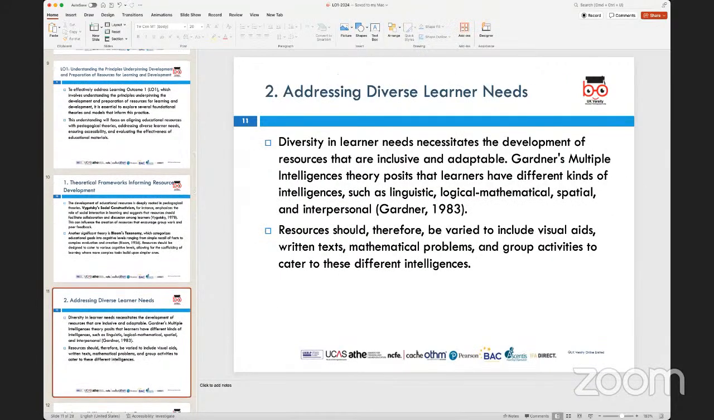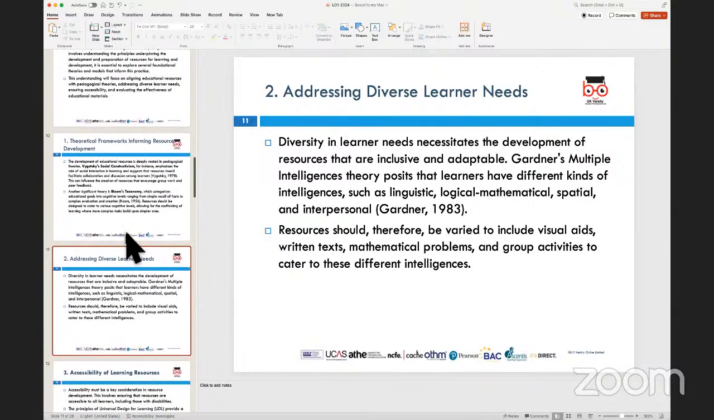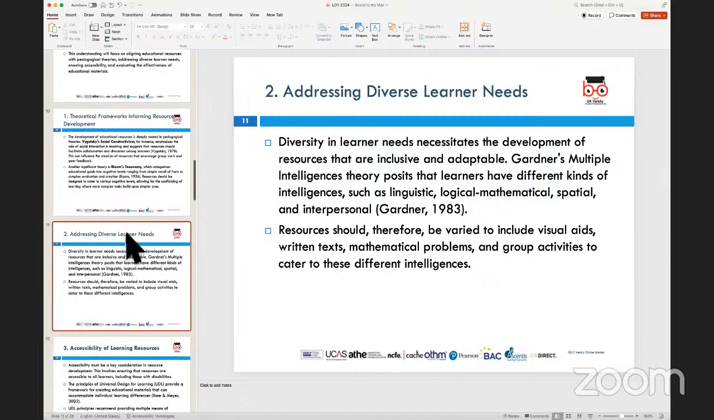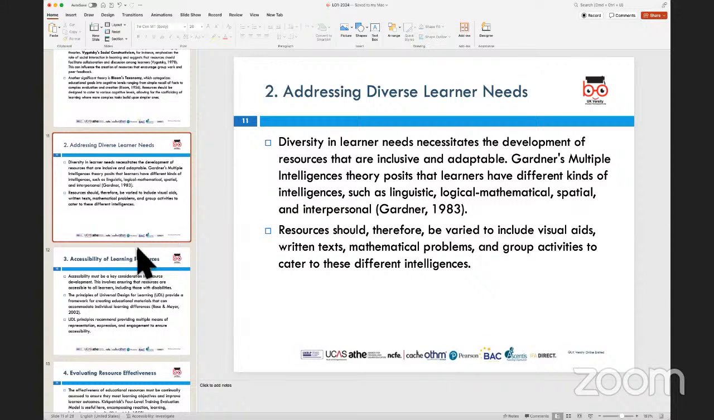Then the second bit that we look at is addressing diverse learners' needs. We need to keep in mind diversity within the classroom, make sure our teaching is inclusive, and ensure that we are able to cater to all the demands and different types of learners within our classroom. So resources should be adequately prepared, wherein they include visual aids and written text. Sometimes you look at activities that you perform within the class, and these activities have to be designed in such a way that they meet the differing requirements of intelligence within the learners in your session or in your classroom.